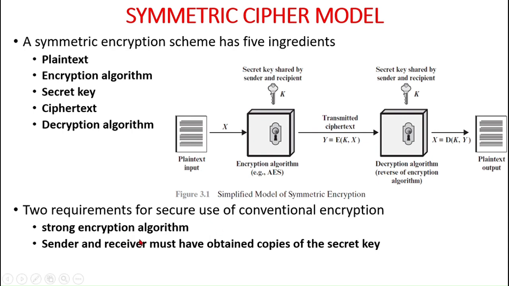So there are two requirements for the secure use of conventional encryption. The first thing is a strong encryption algorithm. We need to use a strong encryption algorithm, for example RSA, Diffie-Hellman, AES or DES. And the second is that the sender and the receiver must have obtained copies of the secret key. So both the sender and the receiver need to obtain a secret key. These are the two requirements.